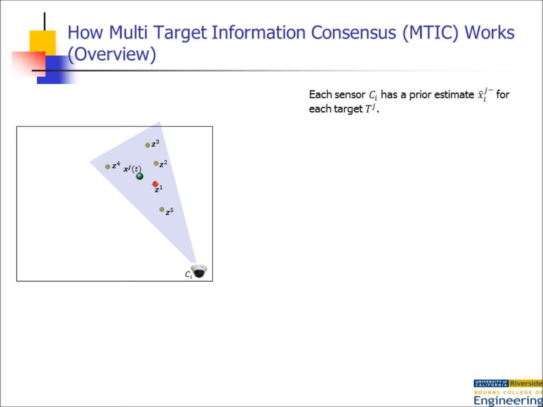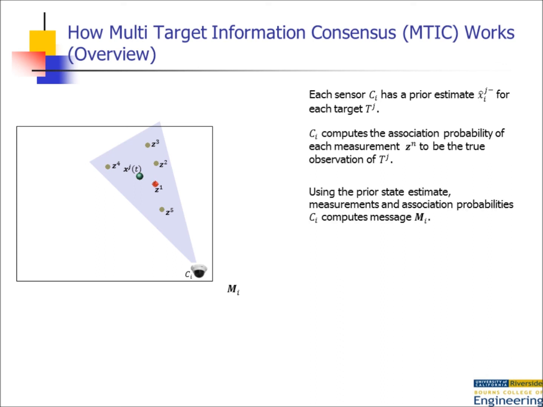Each sensor Ci also maintains a prior state estimate for each target. For each possible observation target pair, Ci computes the probability that the observation is the true measurement of the target. This is the probabilistic data association step. Using all this information, Ci computes the message Mi containing its current track information.